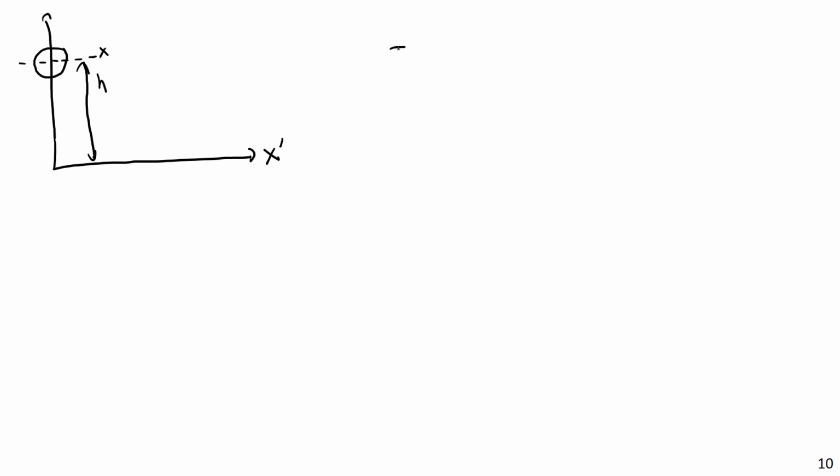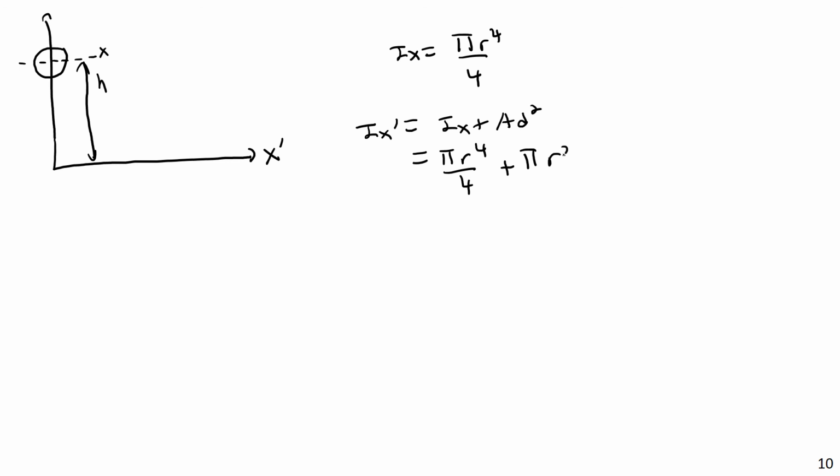So I know Ix is equal to, again, pi r to the 4th over 4. And I also know that Ix prime, the shifted moment of inertia, will be equal to Ix plus A d squared. And this is actually fairly straightforward. This is pi r to the 4th over 4, and then plus A. I know this isn't complicated at all. I definitely don't need to do an integral for this part. The area of the circle, of course, is nothing more than pi r squared. And then I have my h, and that's just h squared.